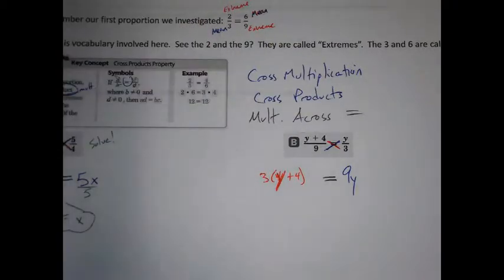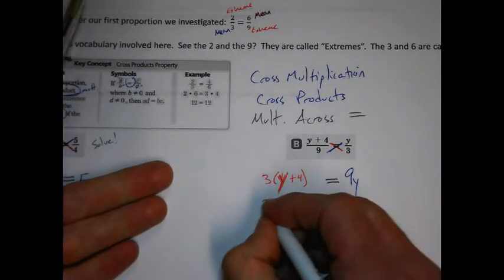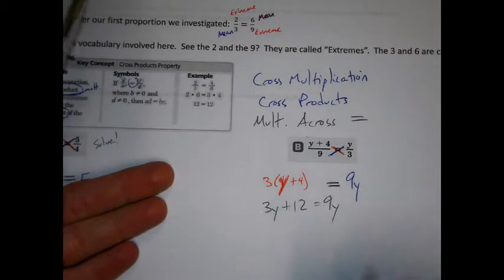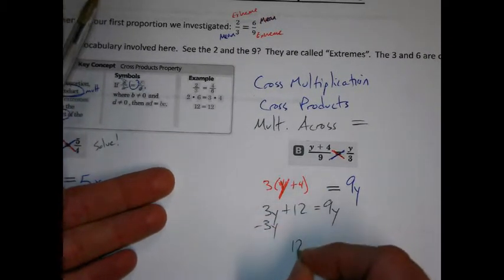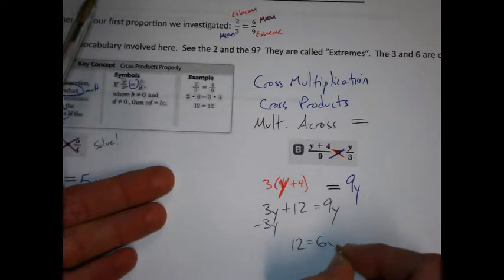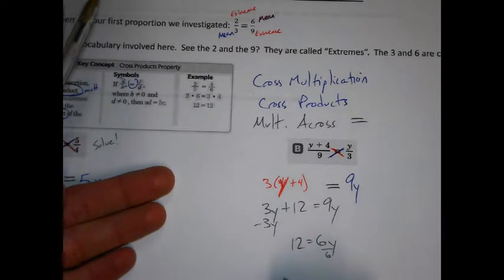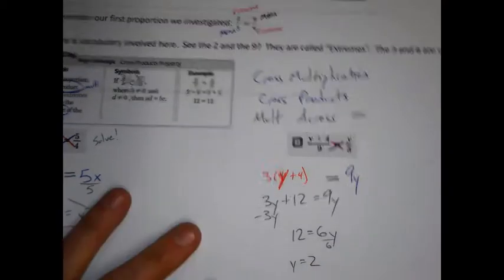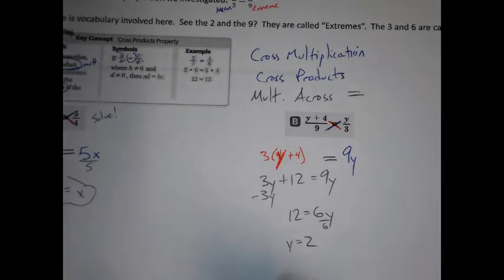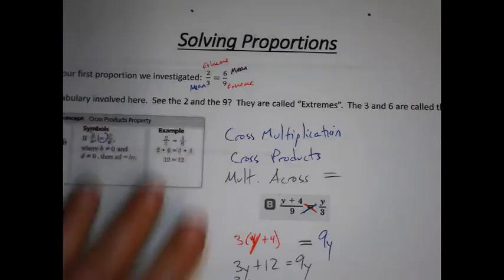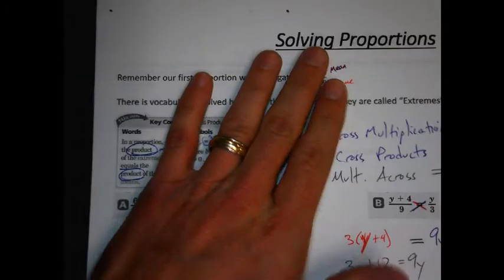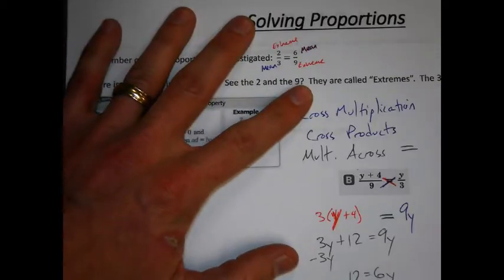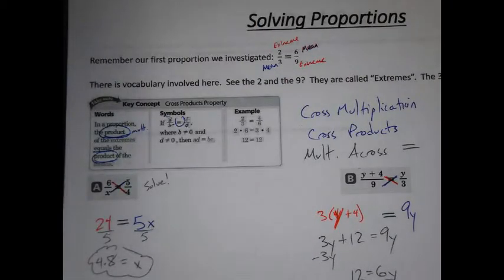So, nice algebra. Distributive property: 3y plus 12 equals 9y. Now we do some basic algebra. We subtract 3y on both sides, and then we divide both sides by 6. So y equals 2. So we have our solution set there. This is how we can use cross products to solve proportions. Hopefully we've seen this before, but in one simple proportion we can use cross products.